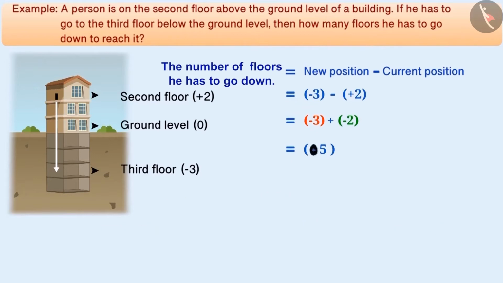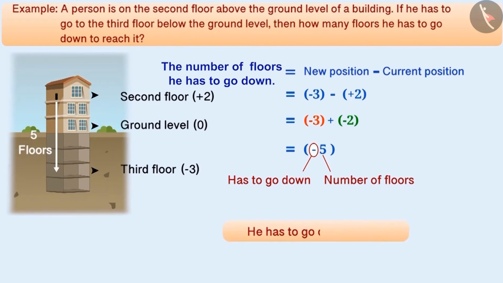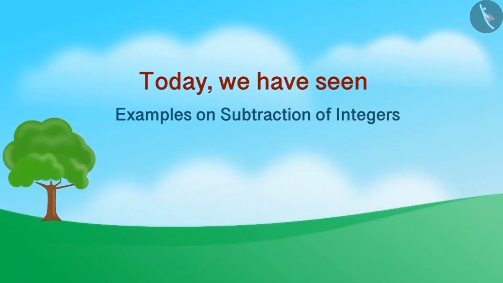The negative sign indicates that the person has to go down, and the number 5 indicates the number of floors. Therefore, from the second floor above the ground level to the third floor below the ground level, the person has to go down 5 floors. Today, we have seen examples of subtraction of integers. In the next video, we will clear some misconceptions related to it.